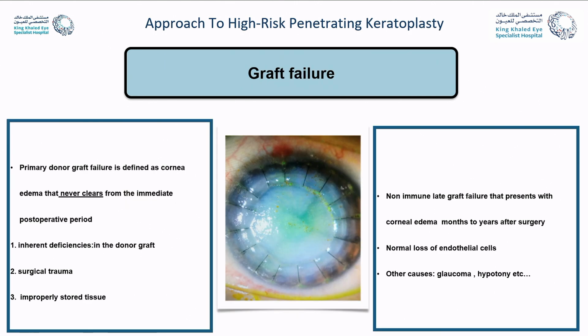So one of the outcomes that you may face after keratoplasty is a primary donor failure, or a graft failure, that is defined as a graft that never clears after immediate surgery, related to donor quality or surgical trauma or improper storage issues. This is more of a non-immune phenomenon related to the graft itself. And the treatment for a primary graft failure is simply repeating the graft.